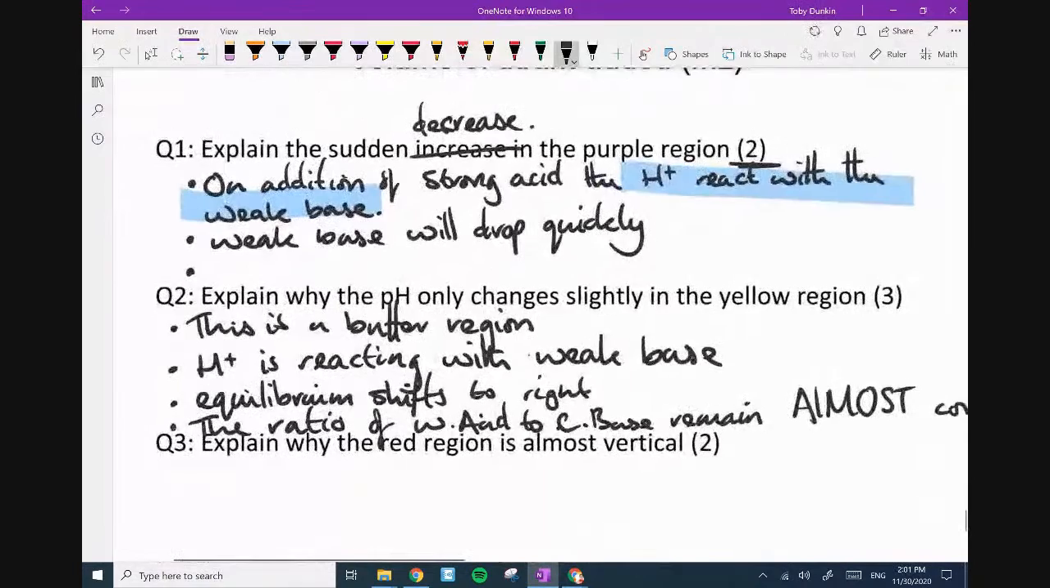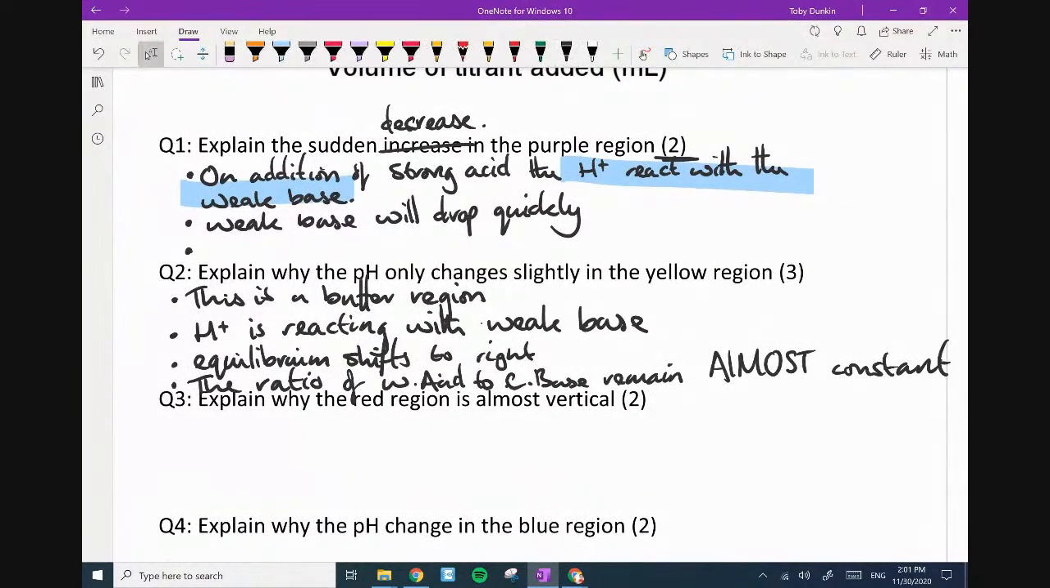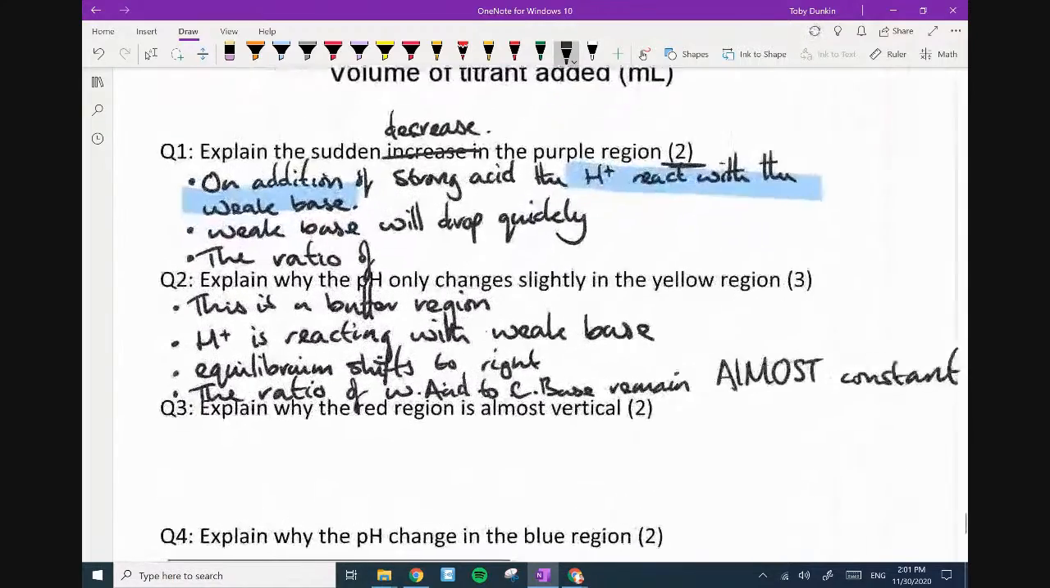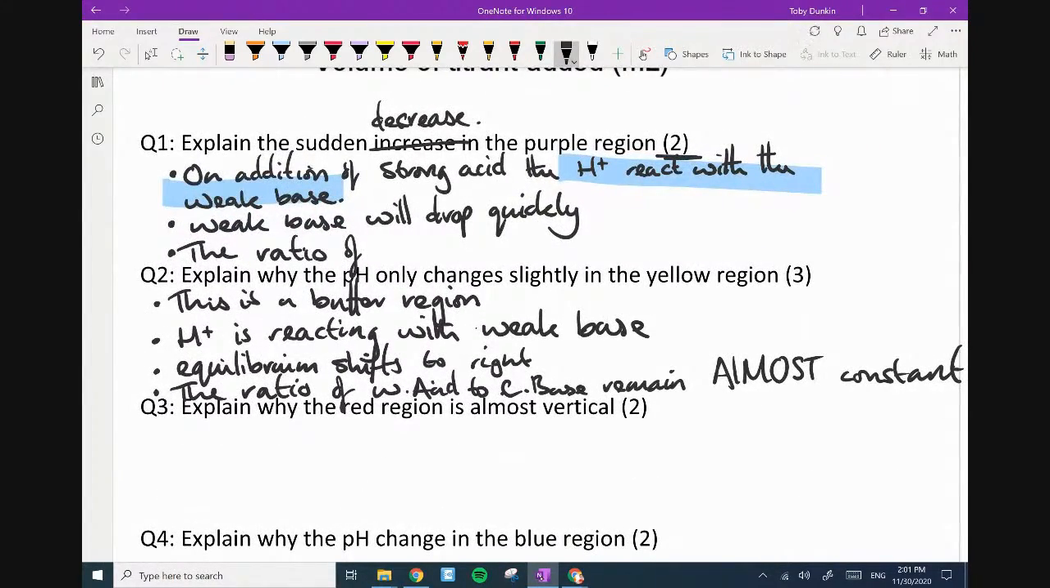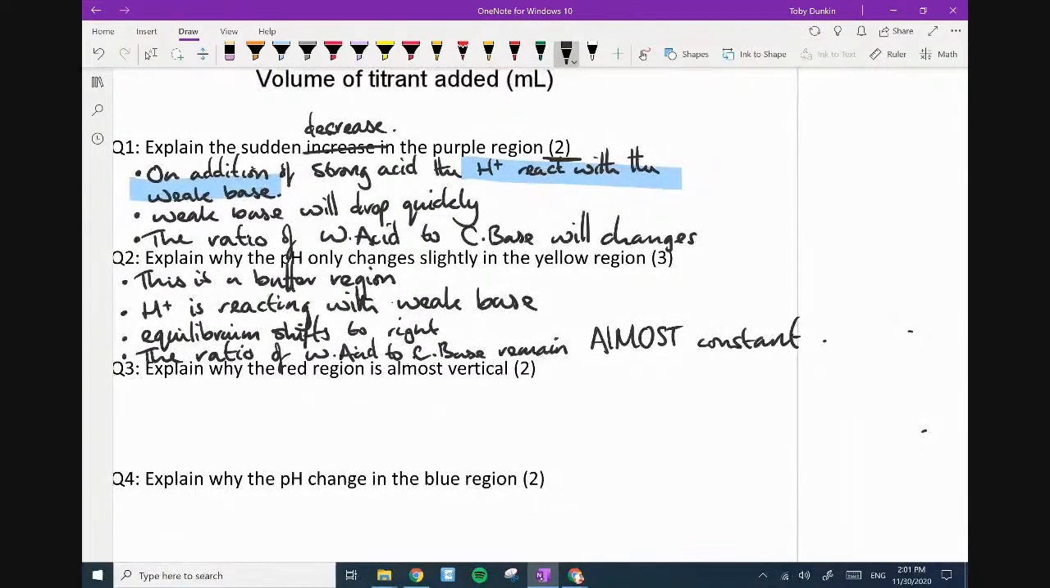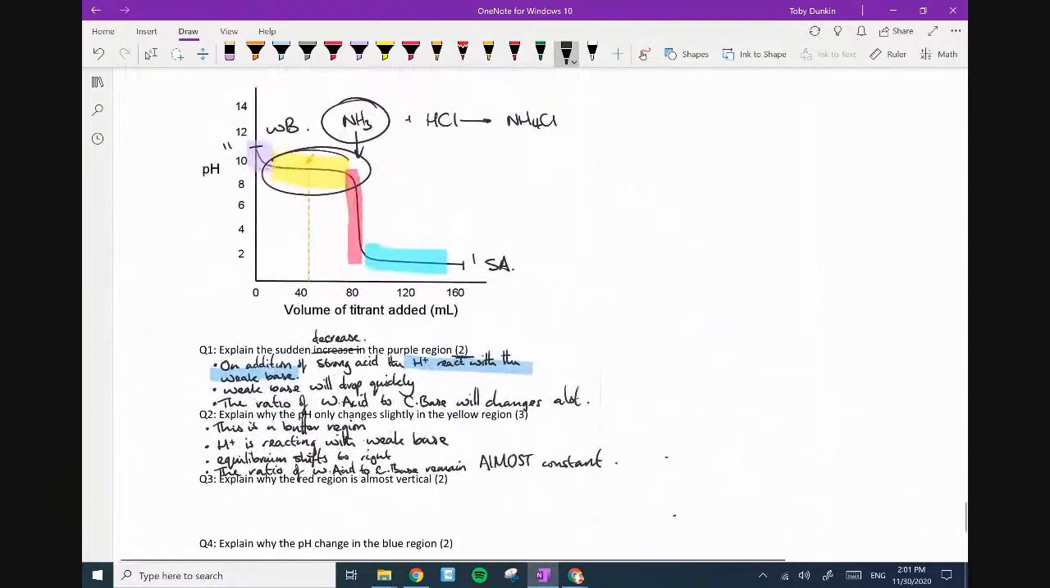So now we get to relate this back to the original point. So why would it drop quickly? The weak base will drop quickly. The ratio of weak acid to conjugate base will change drastically, a lot, because at the beginning there is no conjugate.